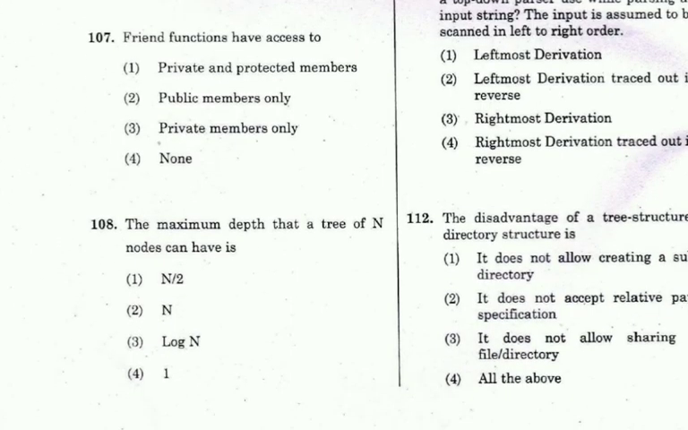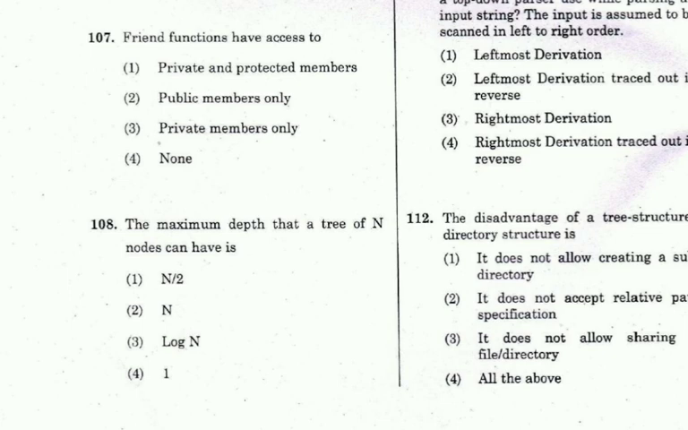The maximum depth that a tree of n nodes can have is. So in a skewed tree, like a linked list, the maximum depth can be equal to the total number of nodes. But for a balanced tree, like a binary tree, the depth is actually log n base 2, but the question asks for the maximum possible depth. So the maximum possible depth is n. So option 2 is the correct answer.